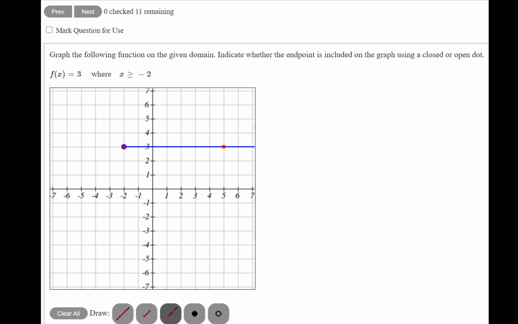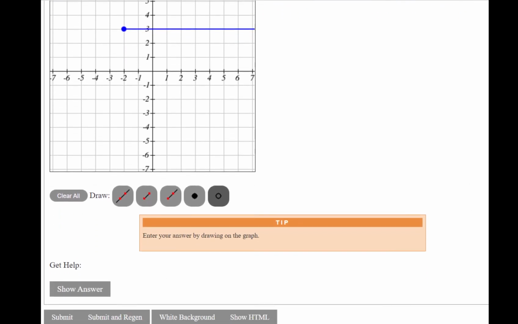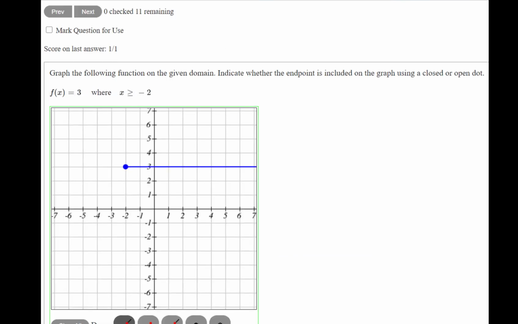And your points, if this happened to have been an open circle, it kind of looks like that has been filled in. But if you select back over to the circles, then what the site does is it shows you your graph as it should look. So if you press submit at this point, you've got it correct.